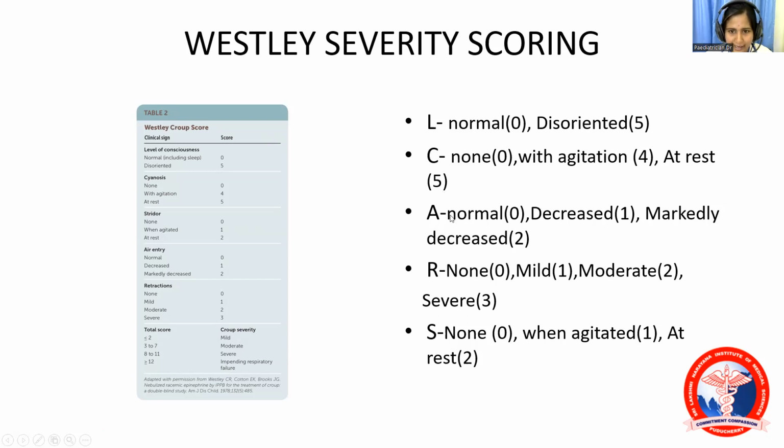Then A is for air entry. If bilateral air entry is present, which is normal, it is 0. If there is decreased bilateral air entry, it is 1. And if it is markedly decreased bilateral air entry, it is 2.